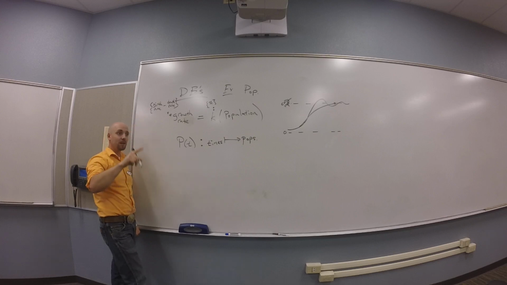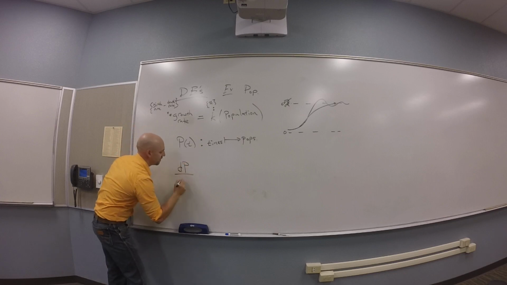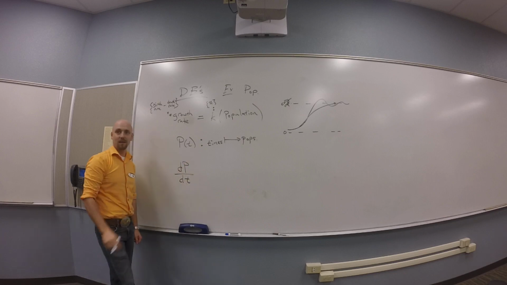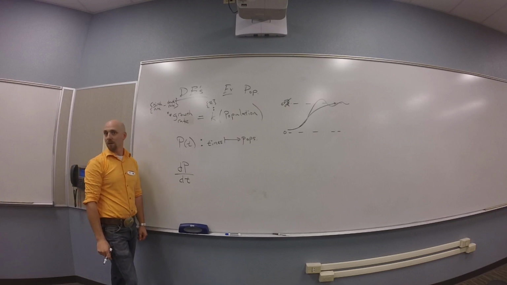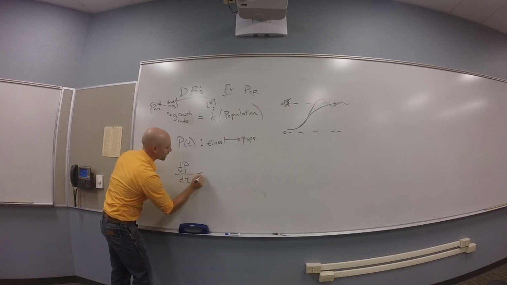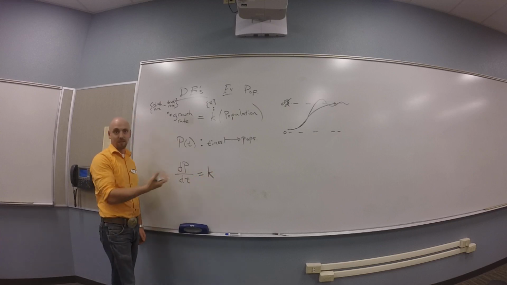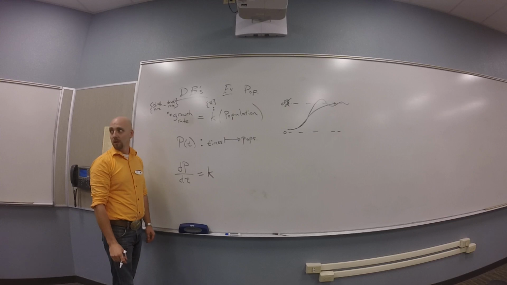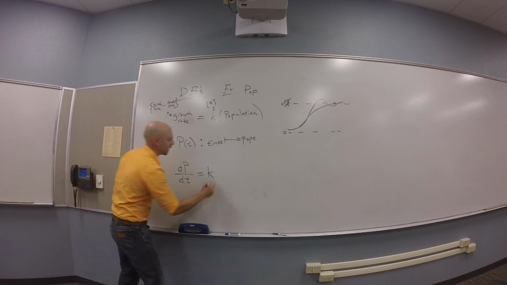So now the thought makes sense. The growth rate is dp dt, right? You guys with me on that? And I just said that was proportional, so equals k. Still, k is a number I don't know, times what? What's the population? P of t again, right?